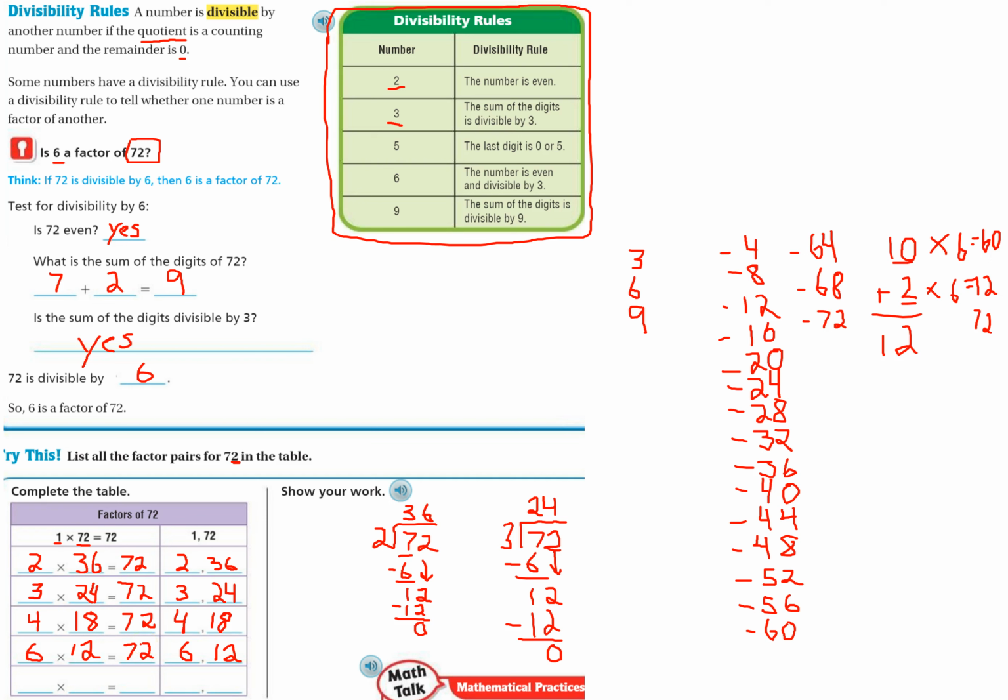Okay, what about 8? Well, I can jump count up to 80, right? 10 times 8 is 80. And then if I subtract 8, because this represented 10 eighths here, but if I take 8 away, that would mean I'm back to 9 eighths. And look what I get.